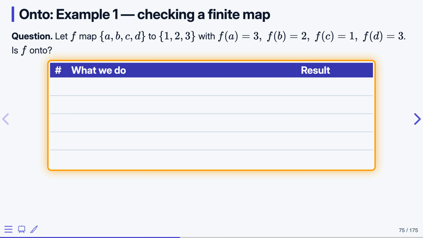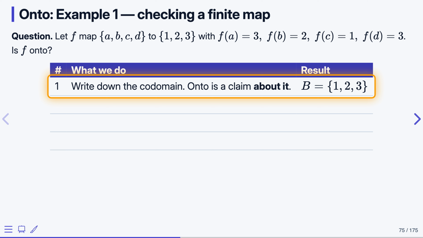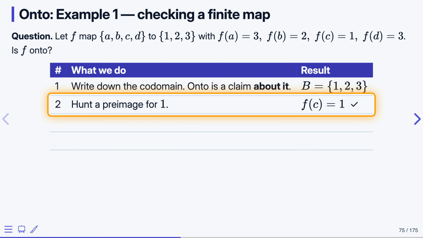Let us work the first example. The function f goes from the set {a, b, c, d} to the set {1, 2, 3}. F of a is 3, f of b is 2, f of c is 1, and f of d is 3. Is f onto? Step 1. Write down the codomain because onto is a claim about the codomain. It is the set {1, 2, 3}. Step 2. Take the first target 1. Is there an input that reaches it? Yes, f of c is 1, tick.